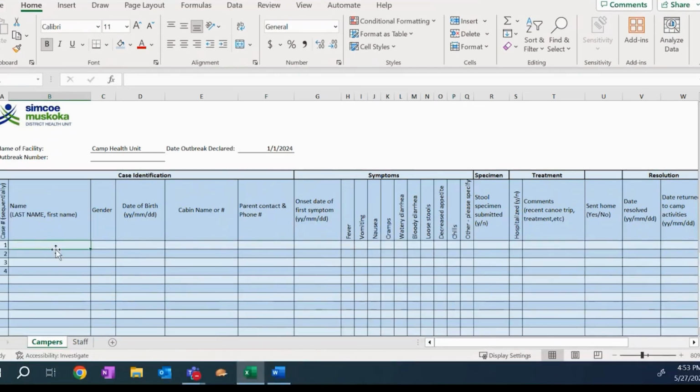Next, we're going to move on to our campers. Start with our last name, followed by our first name, the gender of the camper, and their date of birth, what cabin they are in, and their parent's name and contact number.